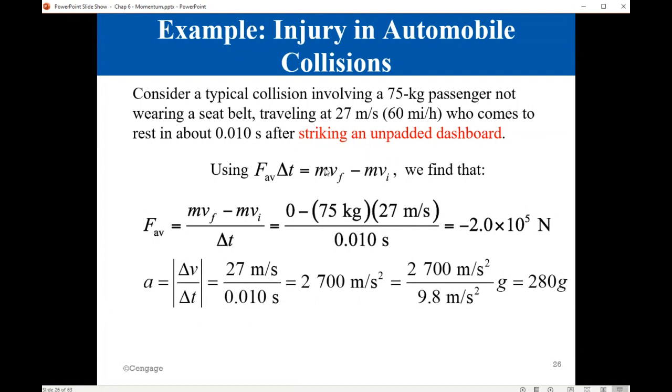Of course, if there are airbags and seat belts involved, they will serve to extend the action time, and that way, by extending the action time, this will reduce the force, this will reduce the acceleration, and will save the driver or passengers in such a car. But if there were no airbags and no seat belts, then this is the kind of situation we are talking about.